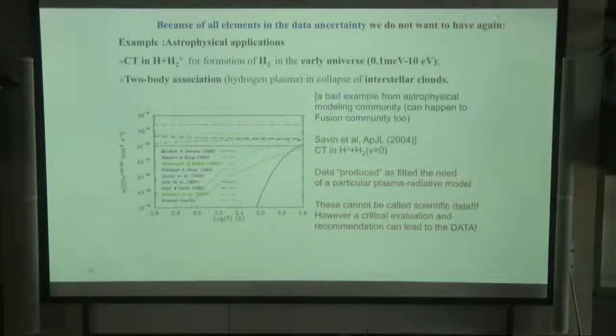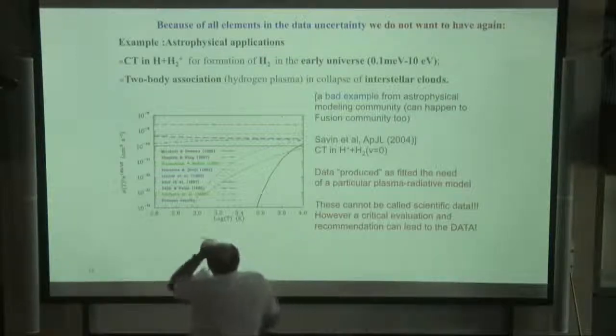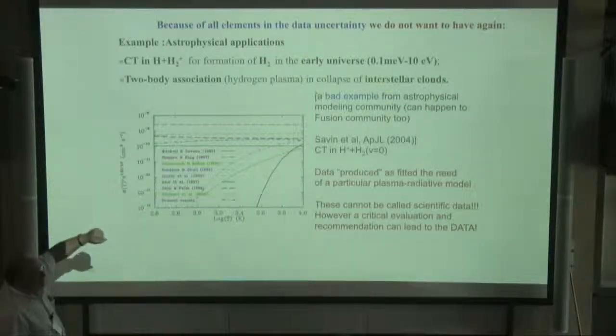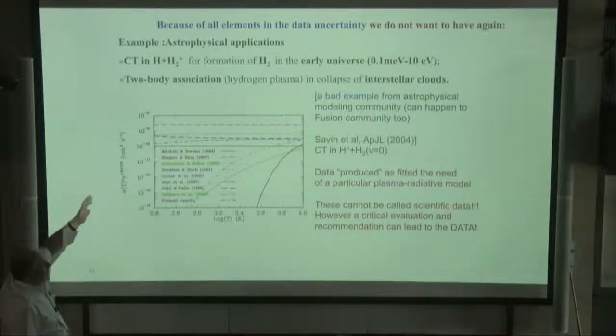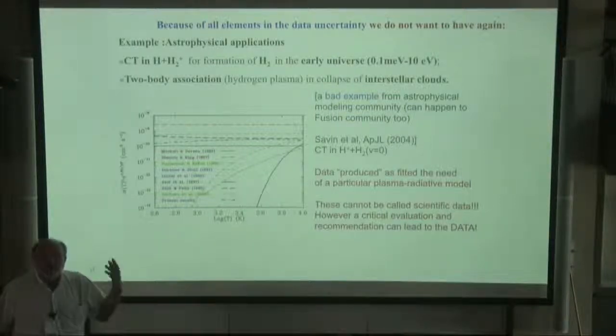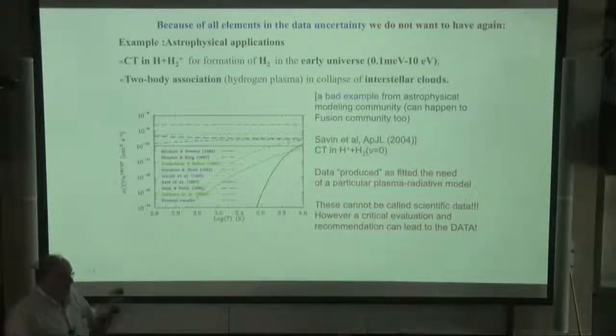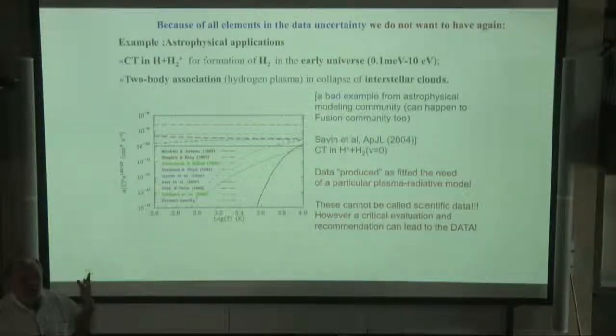I'll summarize with this. That's what we don't want. This is a nice paper that Savin did a couple of years ago, and he compared the cross-sections for charge transfer in collision of proton on H2 that are used by astrophysics plasma modelers. And what you see here is a range of 11 orders of magnitude. Why? Because in the absence of data that are standardized and recommended, everybody produces data that best fit their own theory to prove their point. That's not how atomic physics works.